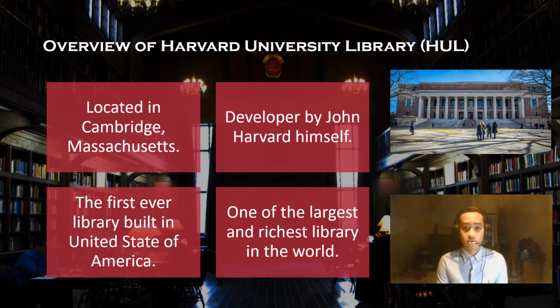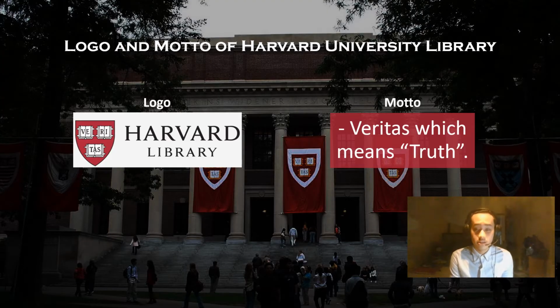The Harvard University Library is considered the largest library in the world. Not only that, it is also rich with a variety of materials in its library collections. Okay, so next is the logo and motto of Harvard University Library. As you can see here, this is the official logo of Harvard University Library. The logo is actually a shield with three books in it. As for Harvard University Library's motto, it is written in Latin, which is veritas, which means truth.